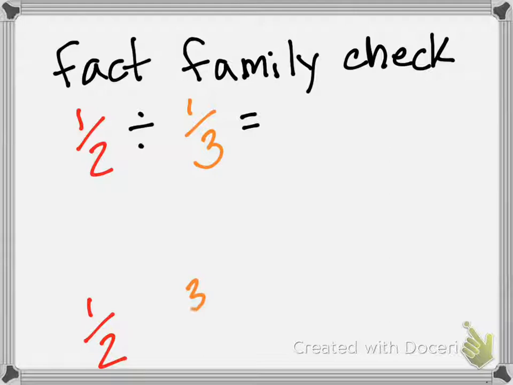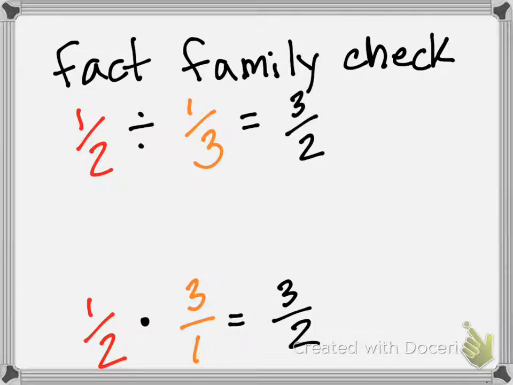Perfect. So I keep, change, flip it. 3/1. We do all of that. Times equals. What do I get in this case? And I'm just leaving it as an improper fraction. 3/2, right? So as we should know, this should also be 3/2, right?